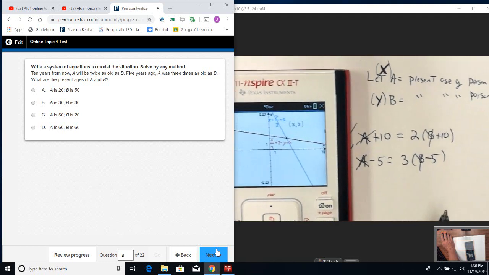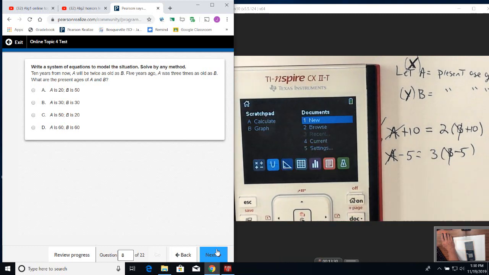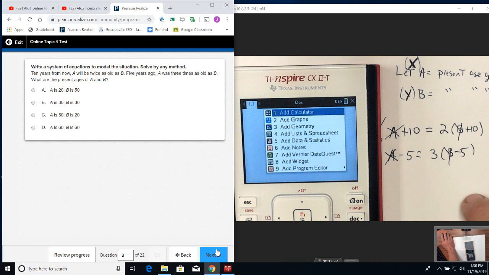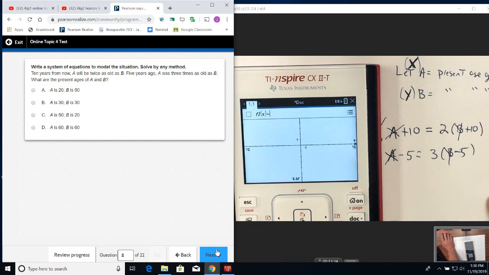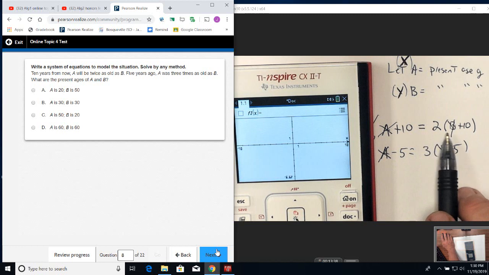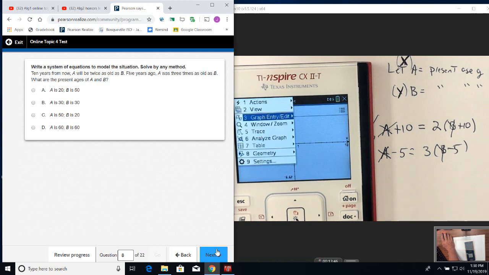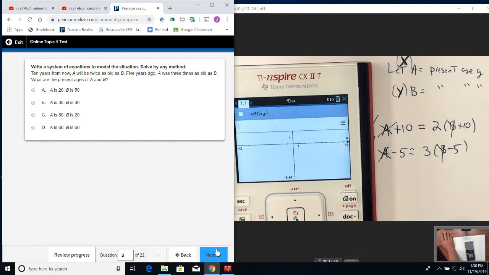So if I want to solve this by graphing in my calculator, just go to your home screen, new document, don't save my last one, and add your graph. Wait a minute. How do I graph X plus 10 is equal to 2 times in parentheses Y plus 10? I can't do it this way. This is in function notation. So I can go to menu, graph, edit entry, and change that to a relation. Or I could have just deleted and went to number 6, right? Same way. And then plug it in.